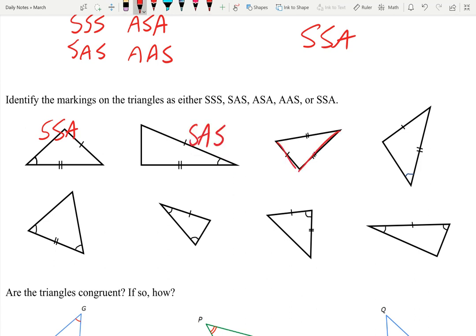This one has three sides. That one's pretty simple, pretty obvious. Side, side, side with no angles. Can only ever be one thing. It's got to be side, side, side.